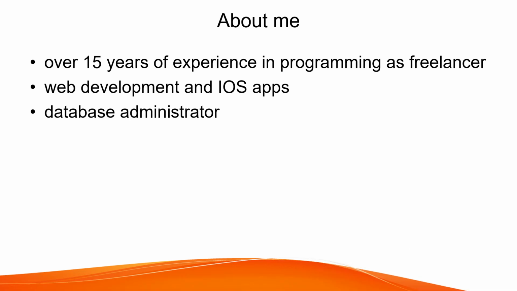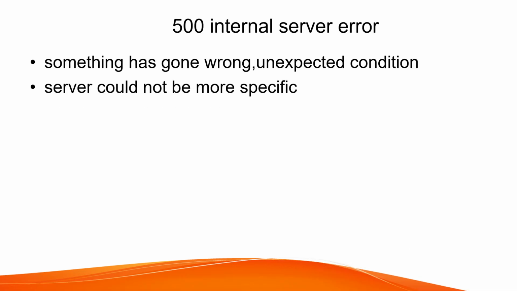Okay, let's go to slide 1. There are two types of error messages that you might encounter when you publish your script on your web server. First one is 500 internal server error, and this is a general HTTP status code that means something has gone wrong on the website server, but the server could not be more specific on what the exact problem was.